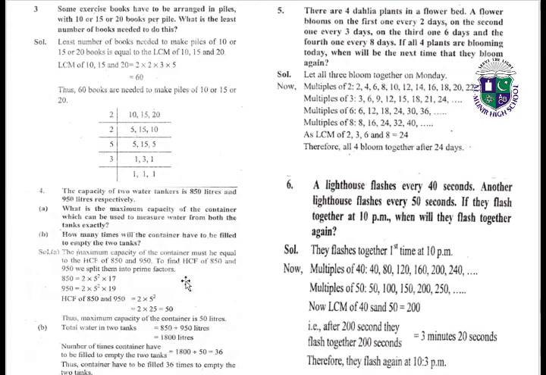To find the HCF of 850 and 950, write them as products of prime factors. 850 is 2 multiplied by 5 squared multiplied by 17. 950 is 2 multiplied by 5 squared multiplied by 19. The highest common factor of 850 and 950 equals 2 multiplied by 5 squared, 5 fives are 25, 25 twos are 50. Thus the maximum capacity of the container is 50 liters.